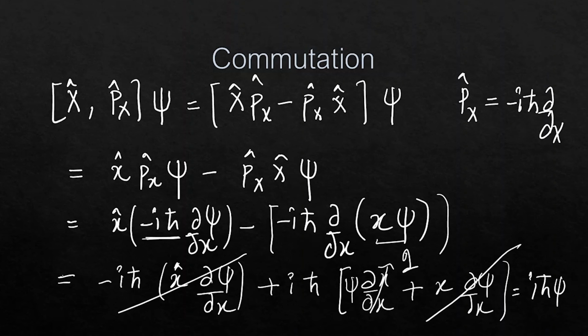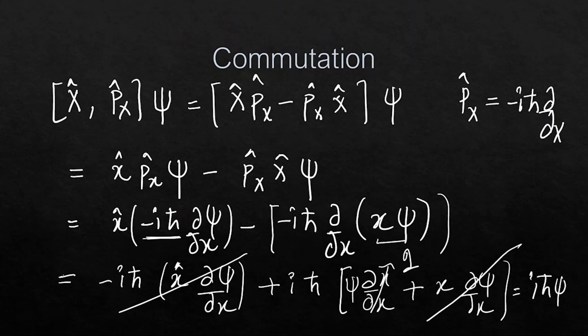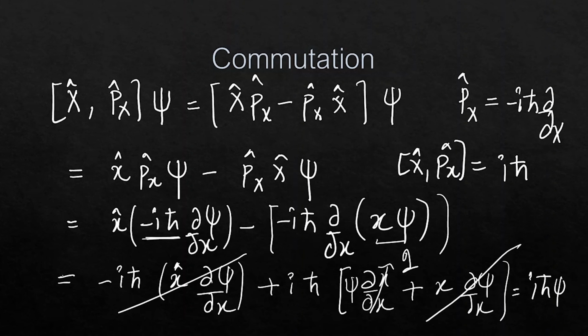So our commutator [x, px] comes out as iota h cross. That is the commutator of these two operators. That's how we calculate the commutators.